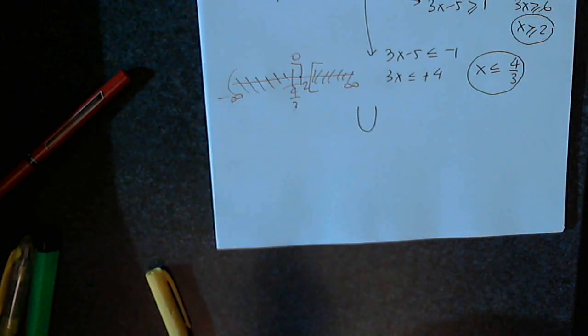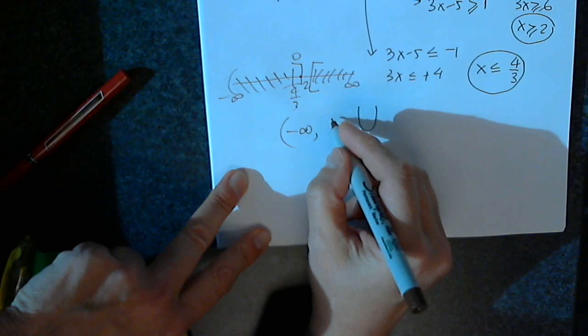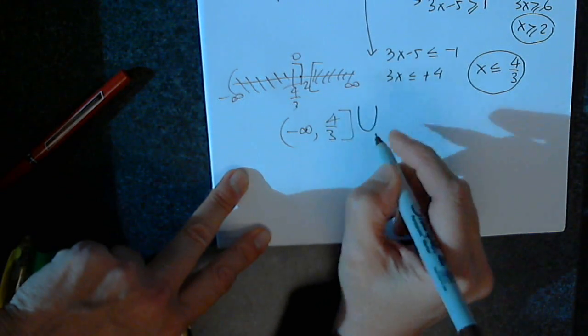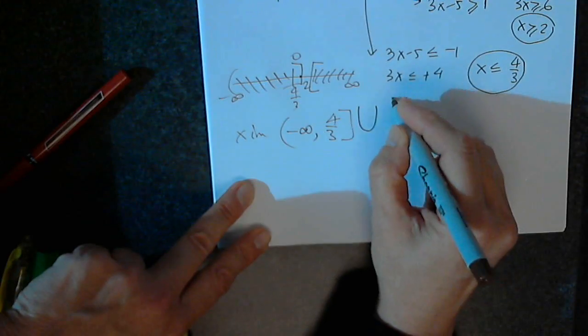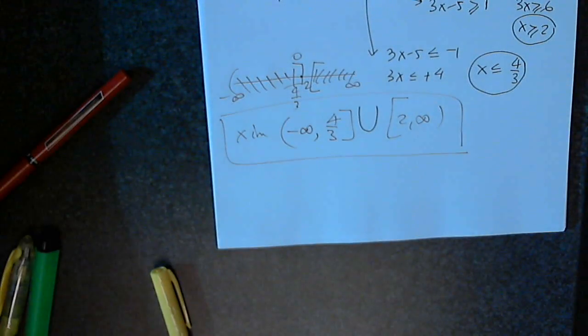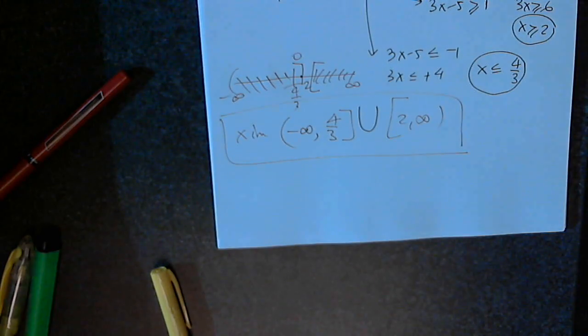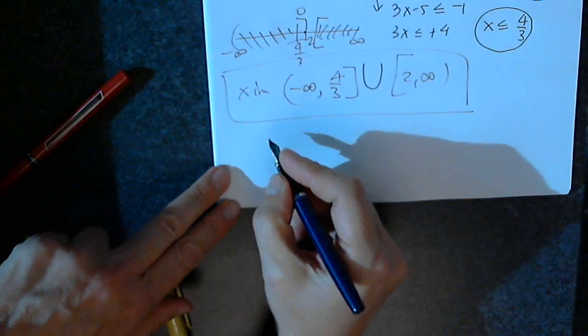Parentheses negative infinity, comma, 4/3 with the bracket, and then bracket 2, comma infinity. Absolutely. Okay. What about 81? Any questions for me?